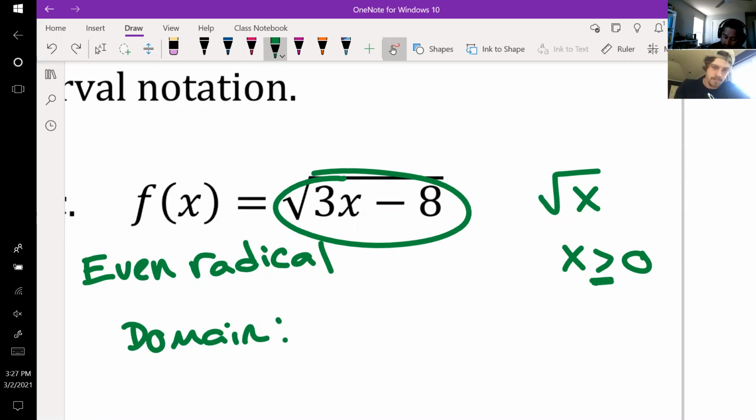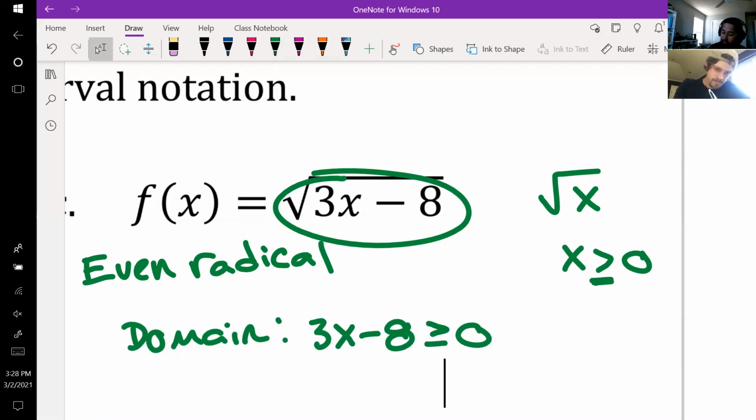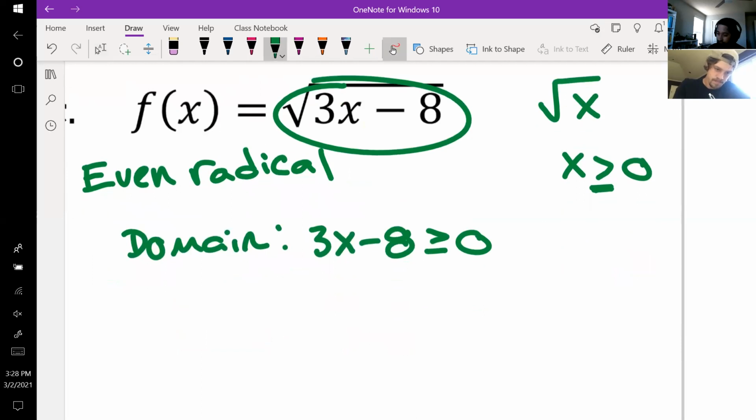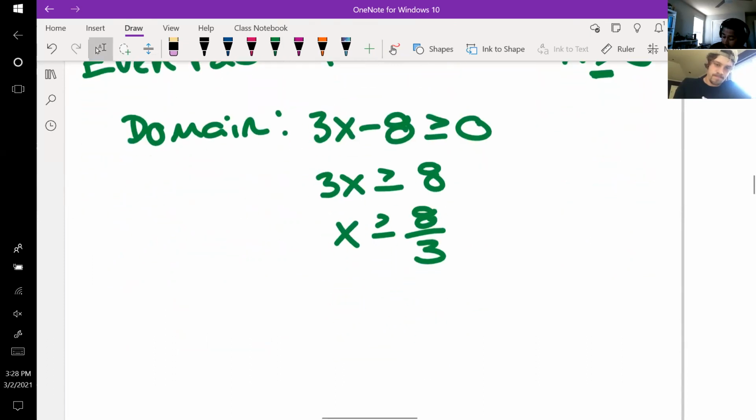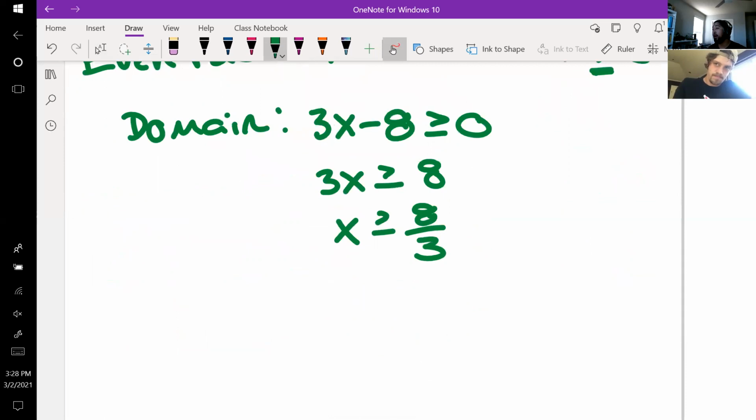So let's go ahead and do that. We're going to set 3x minus 8 greater than or equal to 0. And all we have to do now is solve for x. 3x is greater than or equal to 8. Divide by 3, and x is greater than or equal to 8/3. Okay. There's our domain. But now we have to put it into interval notation.